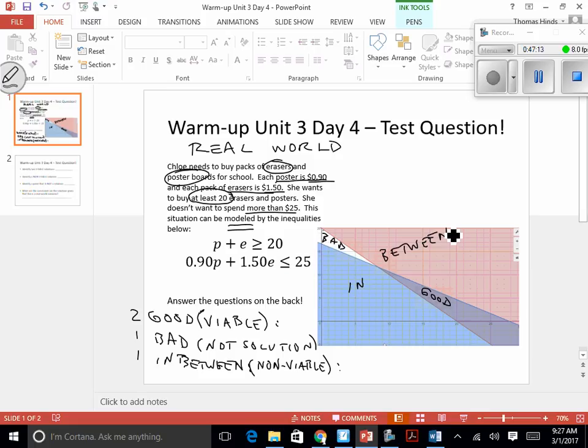The other part usually is you can't have a fraction. In other words, you can't have half an eraser. But no negatives is for sure. And usually no fractions. You're not buying half a poster. They're not carrying it half here. Can't do that.